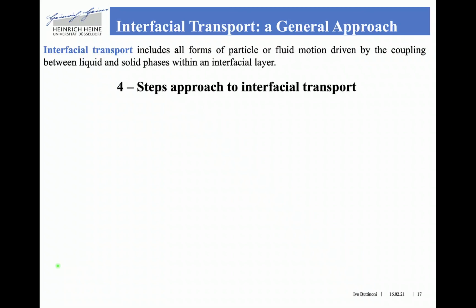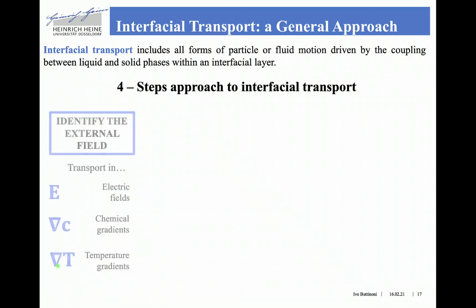In my opinion, the best way to rationalize each problem is to go through the following 4 steps. As a first step, we need to identify the type of external fields which surrounds a solid wall or a solid particle, and that leads to fluid motion within the interfacial layer. And this allows us to distinguish between essentially transport in electric field, transport in chemical gradients, and transport in temperature gradients.